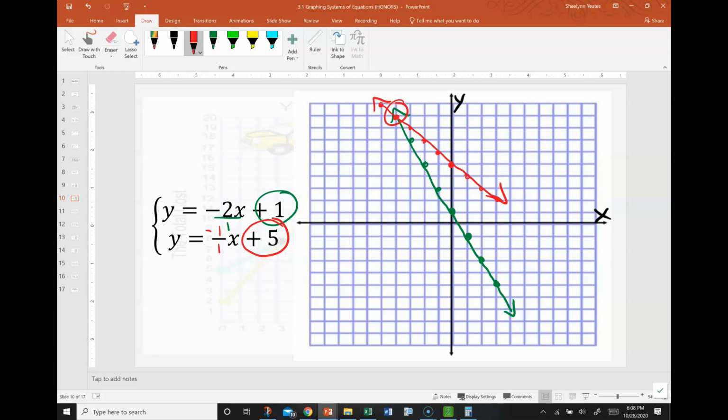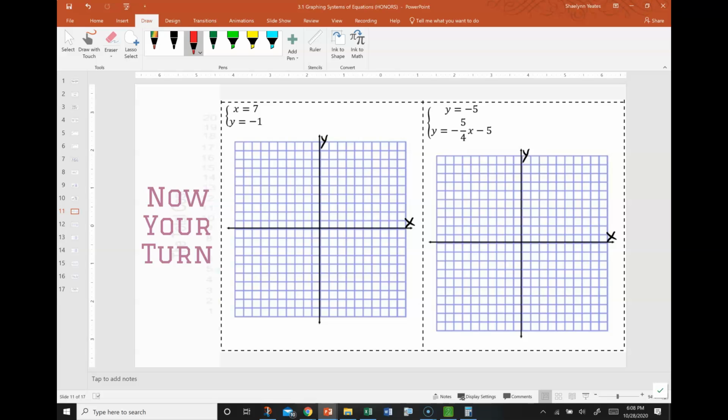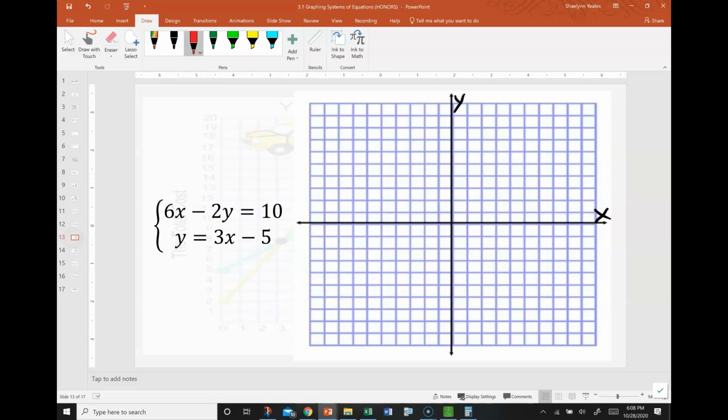So we hit my green line at this point right here. So that is left 1, 2, 3, 4, and up 1, 2, 3, 4, 5, 6, 7, 8, 9. So the solution to this system is -4, 9. All right, I want you guys to go ahead and try these two problems, and we'll come back together on this problem right here.